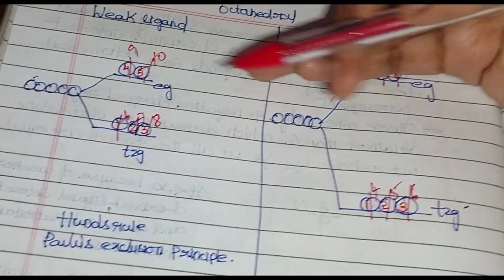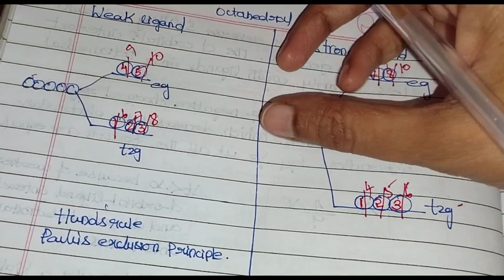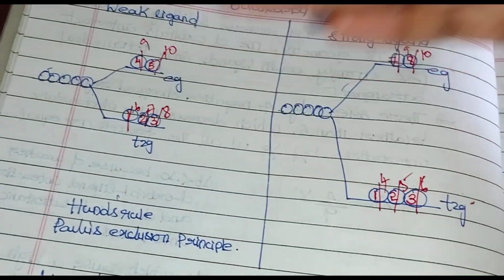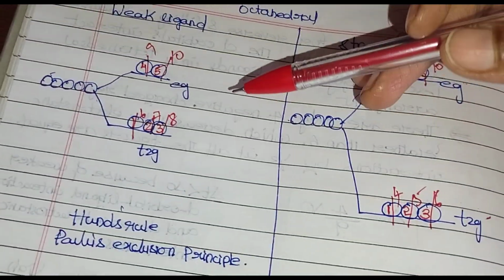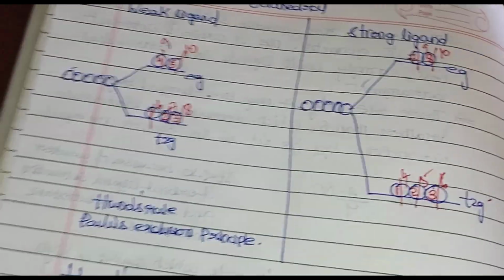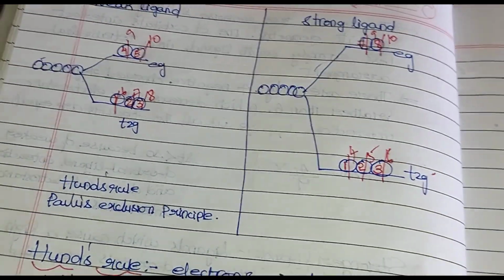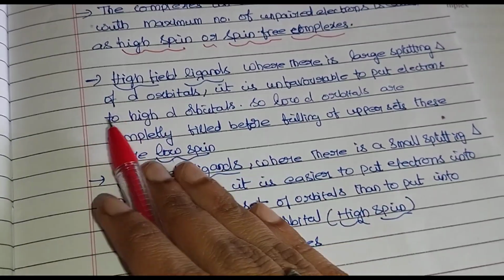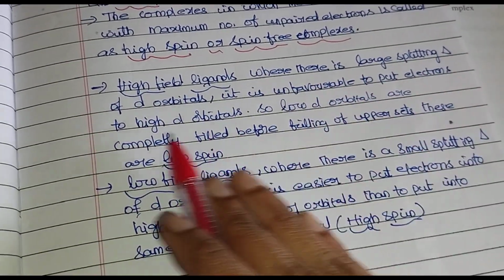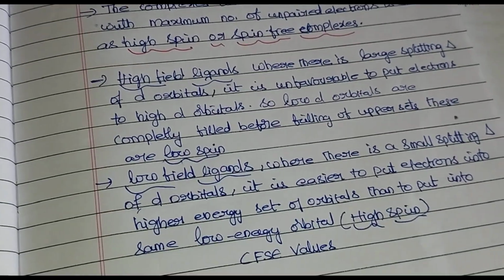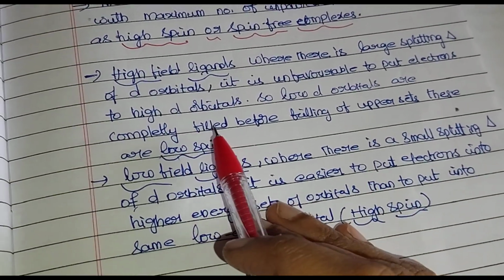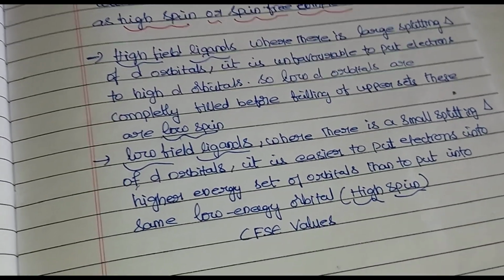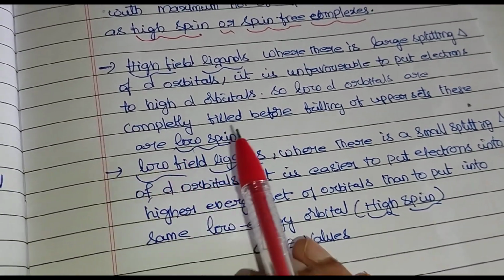That's why first both will be filled, after that pairing starts. So that is why these are called high spin orbitals, because there will be maximum number of unpaired electrons we can see. So these are high field ligands and low field ligands. Just again I will see, when there is a large splitting in high field ligands, when there is a large splitting of d orbitals, it is very unfavorable to put electrons to high d orbitals. So low d orbitals are completely filled before filling of upper sets. So they are called low spin.